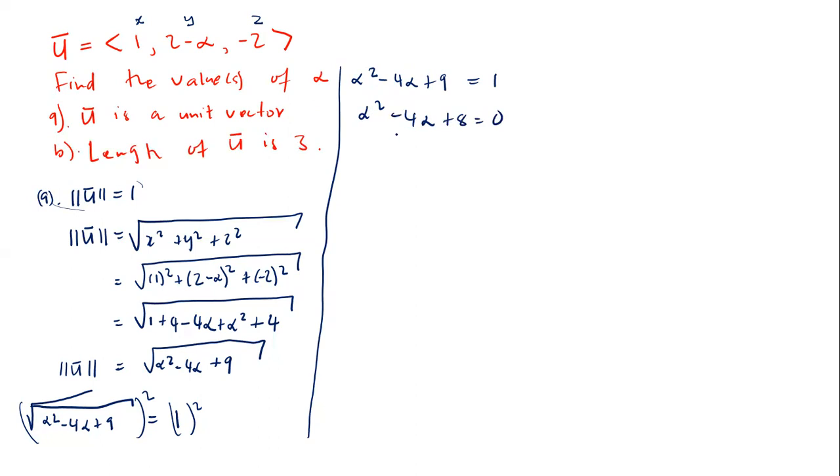Now, when I get here, I have to factorize this in order to determine the value of alpha. But the problem is it wouldn't be possible or easy for me to see the factors while this equation looks like this.